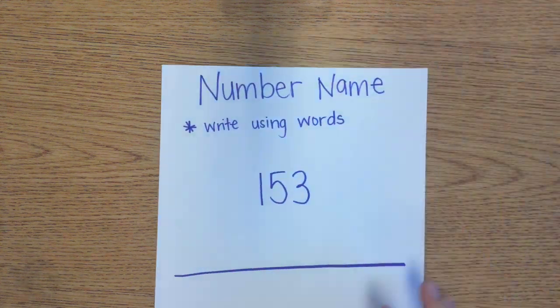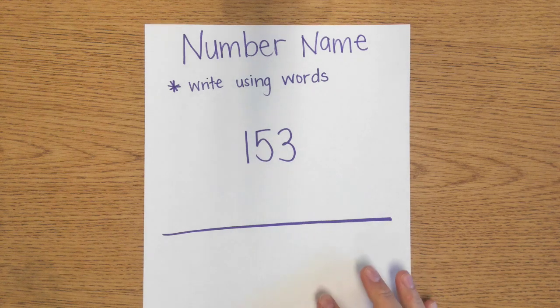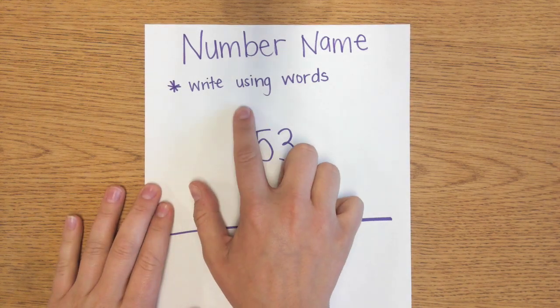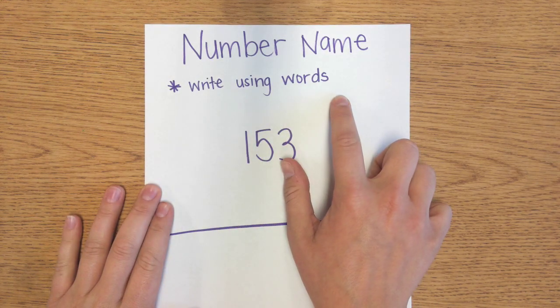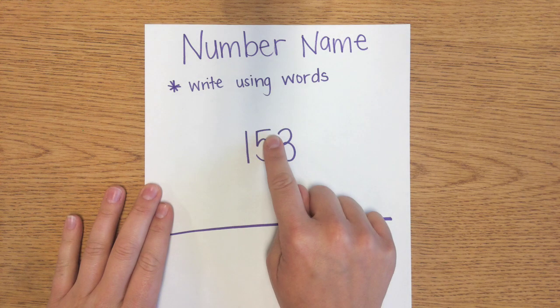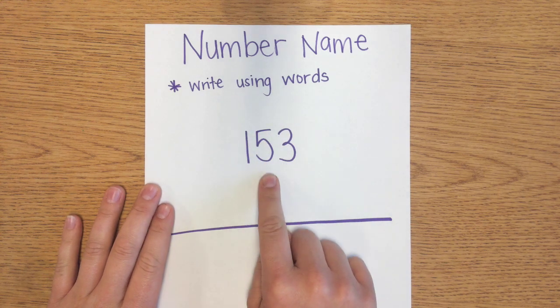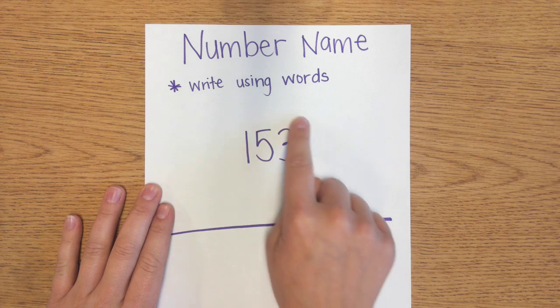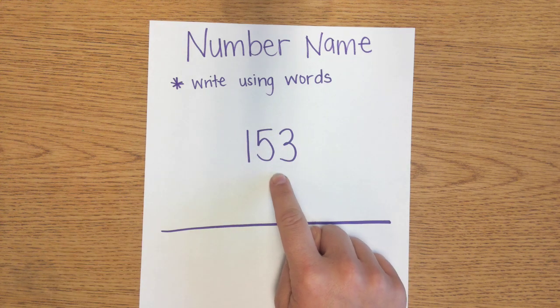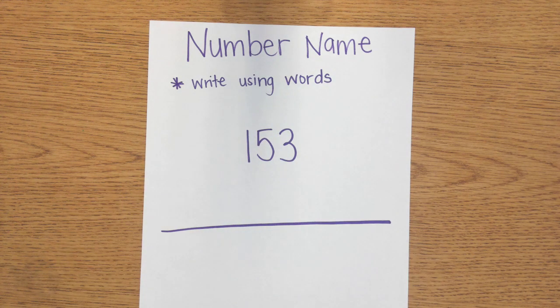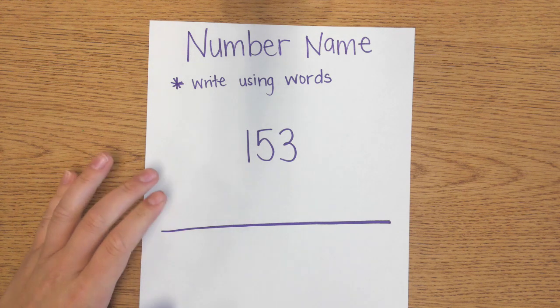When I think of a number name, all it wants is for you to write the number using words. So I have an example of the number 153. It's given me the digits 1, 5, and 3, and the whole number is 153. Now I just have to write it using the words. When I think about 153, I'm going to think about what I'm saying and write that down.